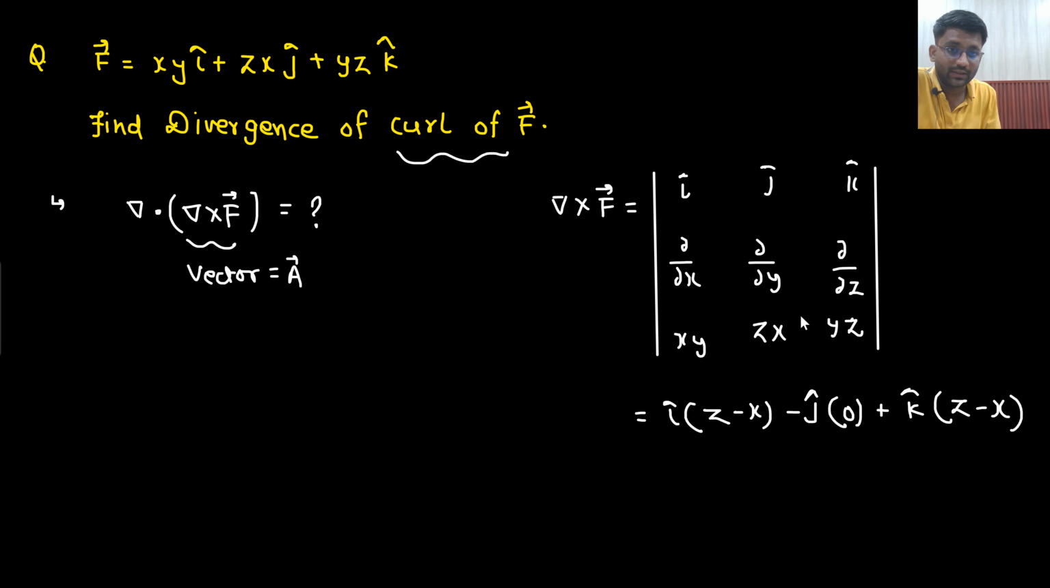Partial differentiation with respect to y will be z, xy, zx, yz. Okay, xy, zx, yz, partial differentiation with respect to y. So what you will do? Z you take common. Then here with respect to z, x you take common. For j cap, partial differentiation with respect to x gone. It is gone, 0. Plus k cap, partial differentiation with respect to x, z you take common, and then partial differentiation with respect to y. What you take common? X you take common. So this is your del cross f.